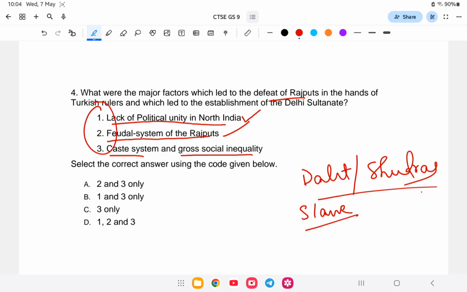So 1, 2, 3 are all the factors. So the answer is what? Option number D, that is 1, 2, and 3. So this is the answer. So let us go to the next question.